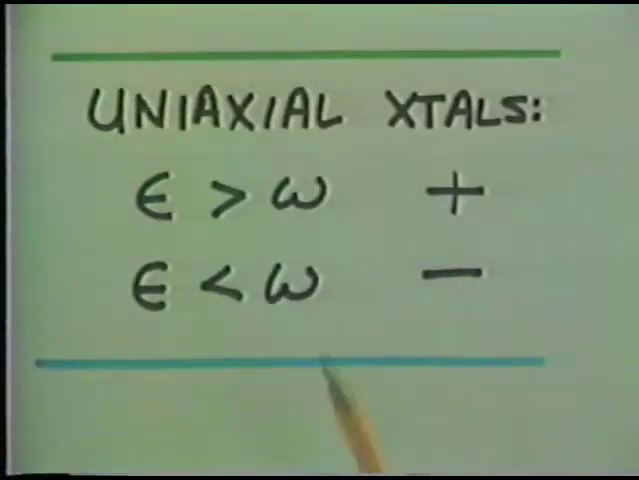Well, it's important that you know what the sign of the mineral is right away when you're doing an immersion mount, because that tells you the relationship of epsilon and omega. There are two possibilities. In the positive mineral, of course, epsilon is larger than omega. In the negative mineral, epsilon is less than omega.